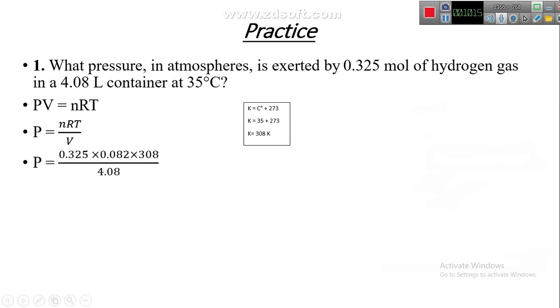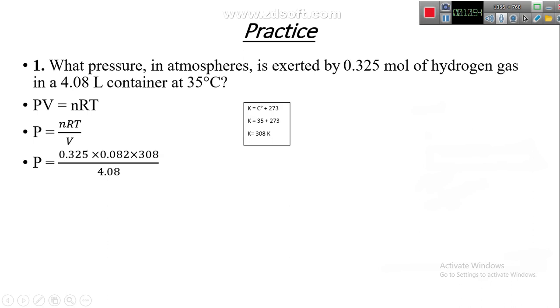n is given in the question, 0.325 mole. Here we substitute n is 0.325, R is 0.082, and T is the Kelvin temperature. We converted this Celsius degree to Kelvin temperature. We substituted here 308 Kelvin divided by the volume of the container, which is equal to 4.08.